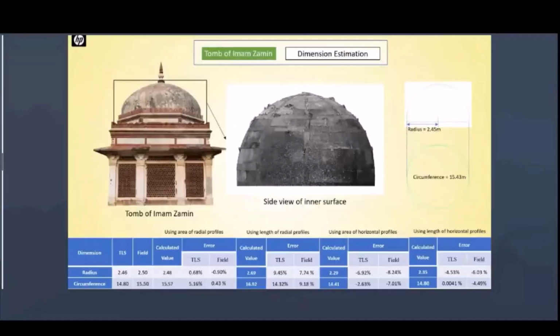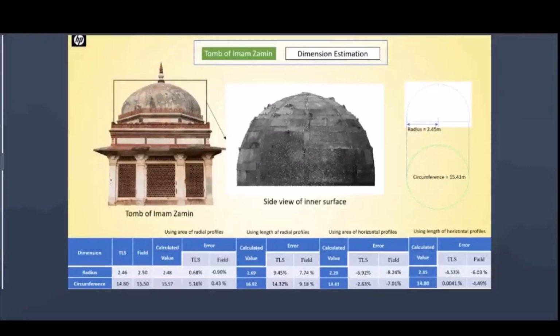Now you see, this is the point cloud. So this is the inner view, and after that measurements were taken to see how properly it had been extracted. So the radius and the circumference, etc., were calculated and validated with field measurements, and also compared with data in literature from the published data by ASI and other authentic historical sources.